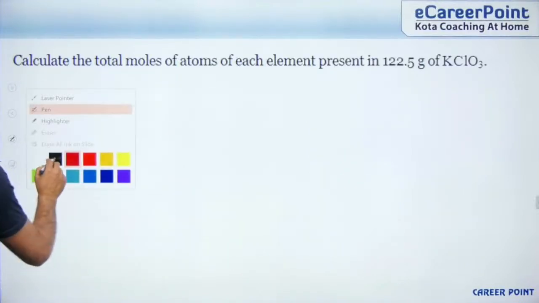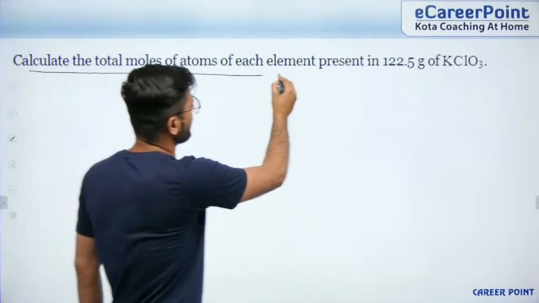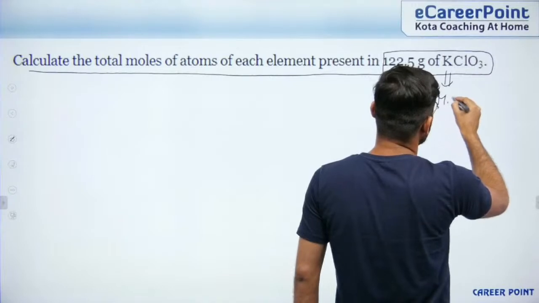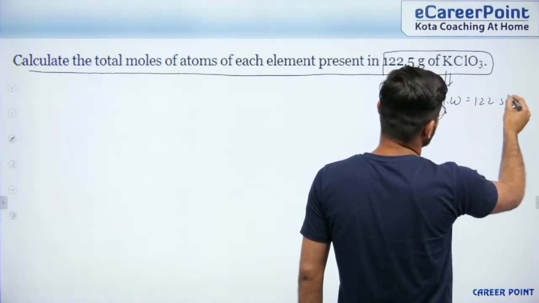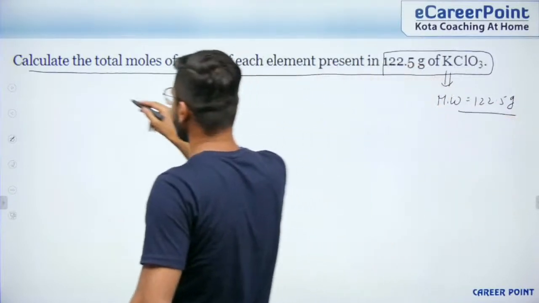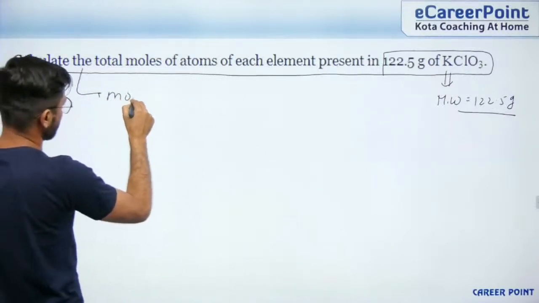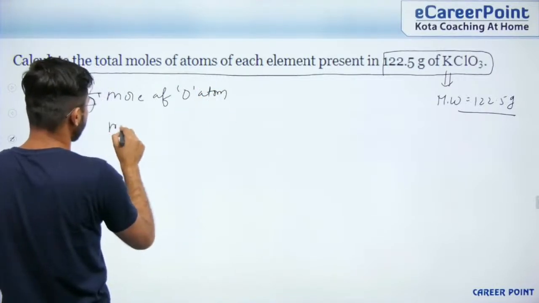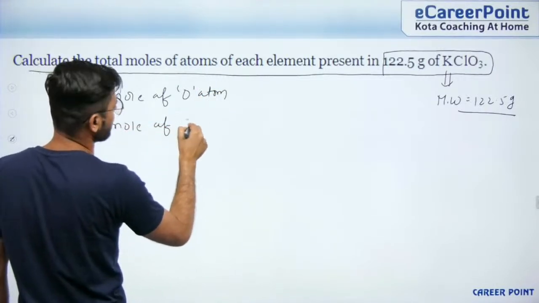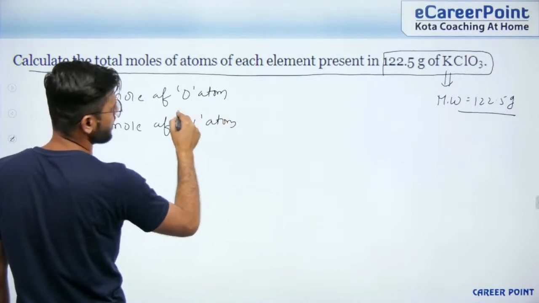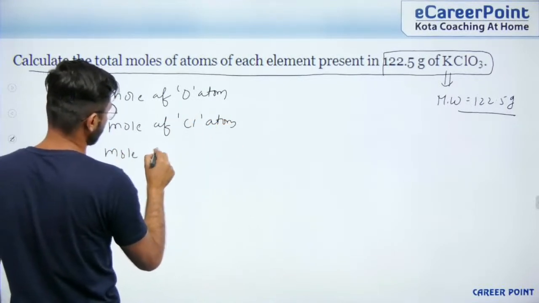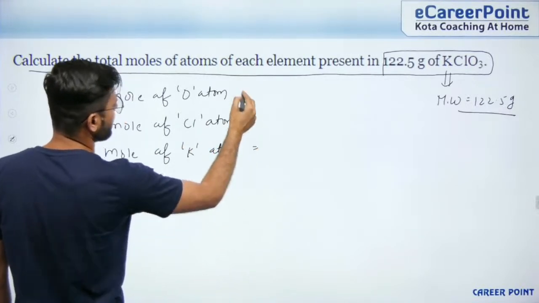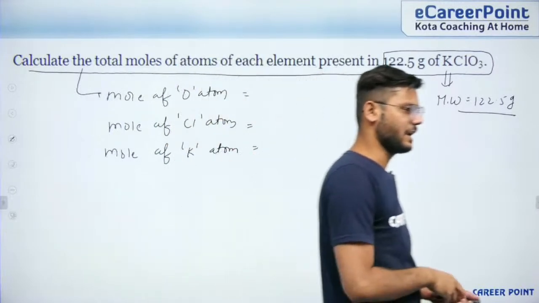Now next question, calculate the total moles of atoms of each element present in this. I am just telling you the molecular weight of KClO3 is 125.5 gram. It is saying to find the mole of oxygen atom, mole of chlorine atom, then mole of potassium atom. Do it. Try it and let me know.